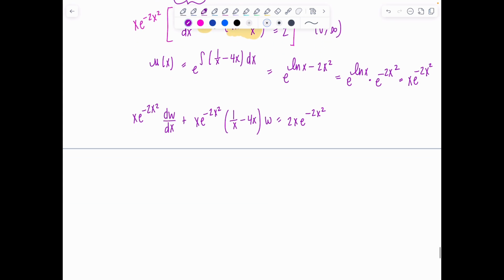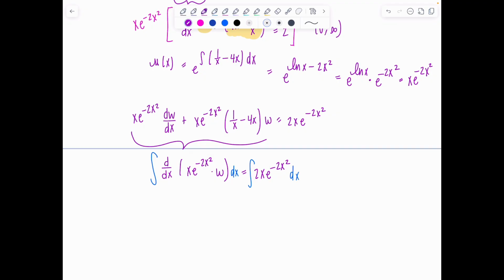Okay, so now please check that this is indeed the derivative with respect to x of the integrating factor x e to the negative 2x squared times w. You have to do triple product rule. No dx yet, I get too excited. And then this equals the right-hand side, 2x e to the negative 2x squared. So it checks out, all is well. We can integrate both sides with respect to x. Okay, so what are we left with now?